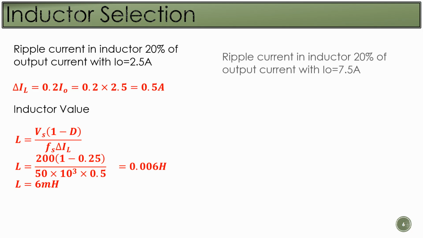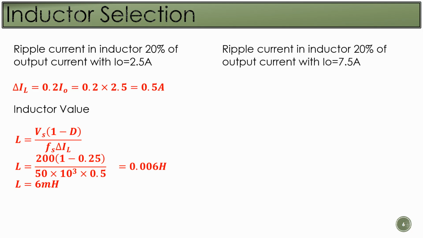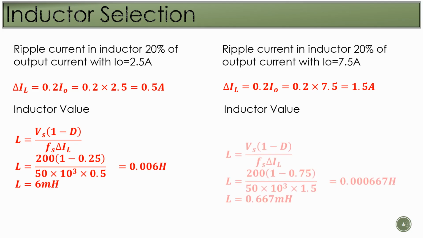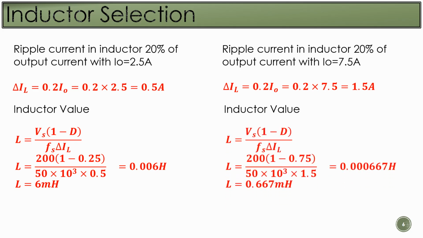Now let us calculate the ripple current in the inductor. For 7.5 ampere output, delta IL is 0.2 times I0, that is 0.2 into 7.5, it comes to 1.5 ampere. The inductor value is Vs into (1 minus D) upon Fs into delta IL. Here the duty cycle you have to take as 0.75, because 7.5 ampere is related to a duty cycle of 75%, that is 150 volt output. Fs is the same 50 kilohertz, that's 50 into 10 raised to 3, and delta IL is 1.5 ampere in this case. So it comes to 0.667 millihenry.